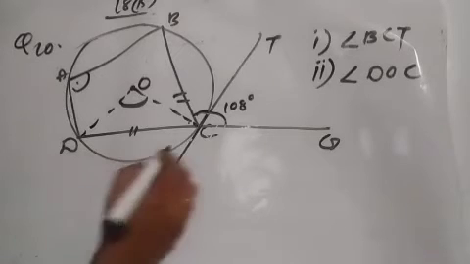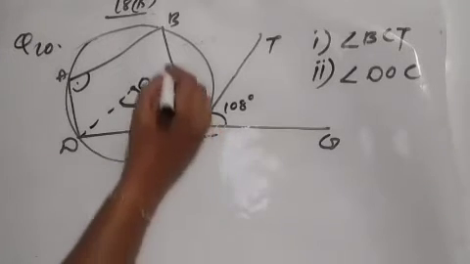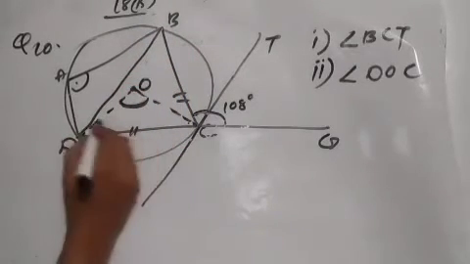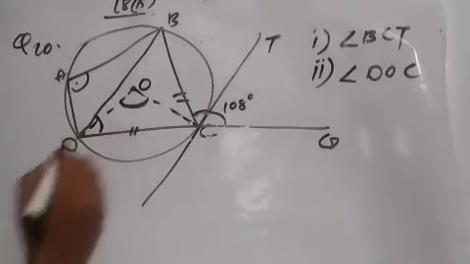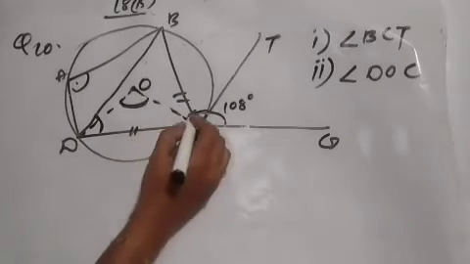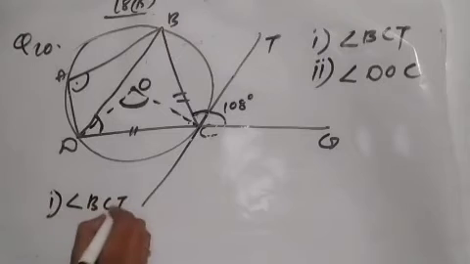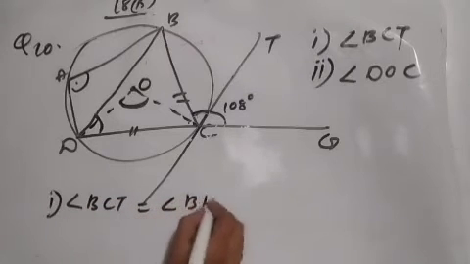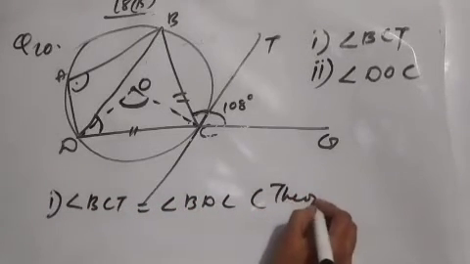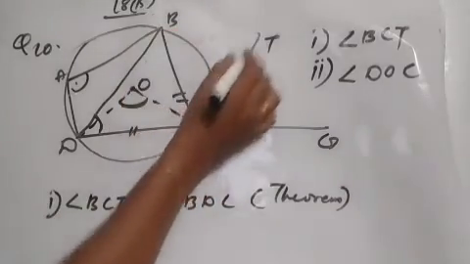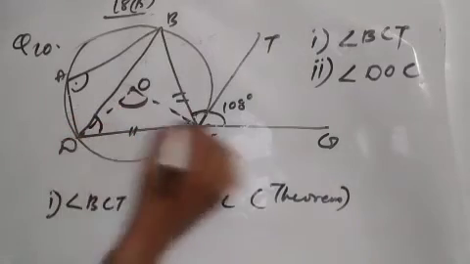First one, to calculate BCT, this angle, we must know the angle in the alternate segment. What is this? That is BDC. If we know angle BDC, that is equal to angle BCT. Angle BCT equals angle BDC. Theorem: the angle between tangent and chord is equal to the angle in the alternate segment.